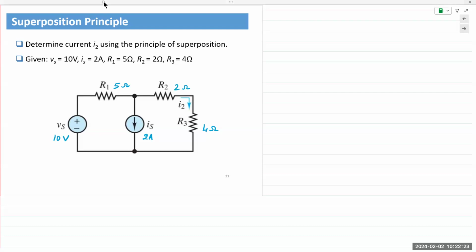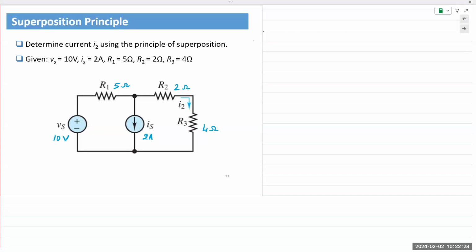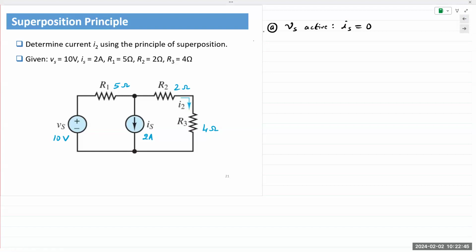So I'm going to do this. First, I'm going to note this as circuit A, where Vs is active and Is is equal to 0. We are taking it one source at a time, meaning one source is active. All the other sources in the circuit are reduced to 0. In this case, we only have Is. Reduce Is to 0, meaning we replace Is with an open circuit.